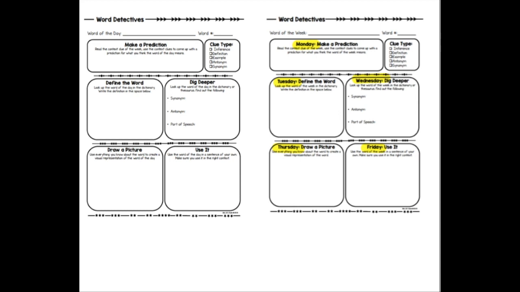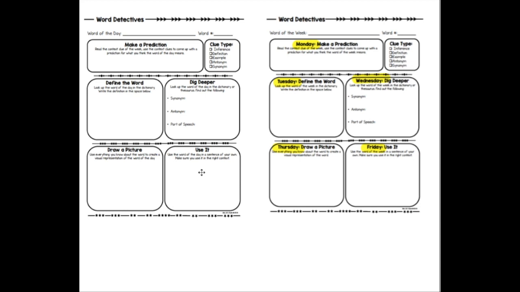You can either do a word of the day or a word of the week. You can make a choice depending on how long it takes you or how much time you feel you have based on the other work you need to get done. So if you're going to be doing a new word each day, your sheet will look like this one here, and you'll be filling out all of the boxes for the word.